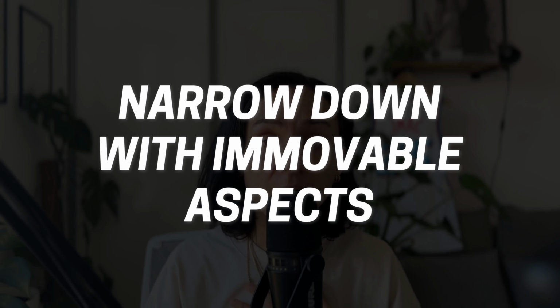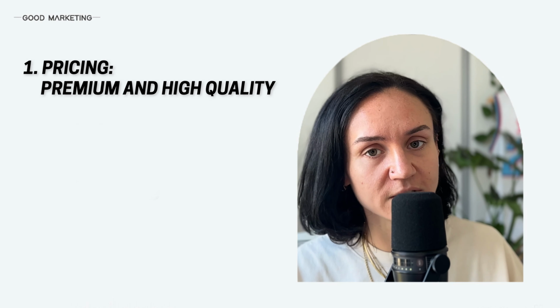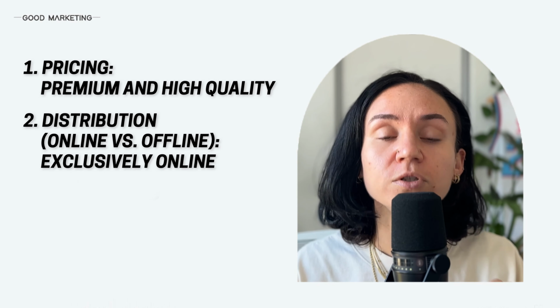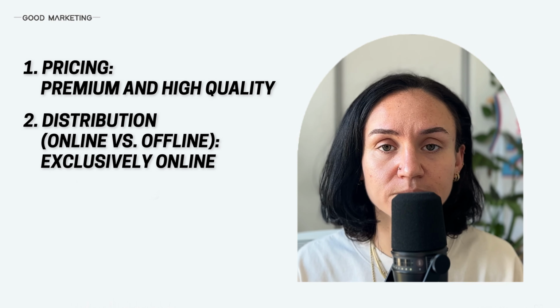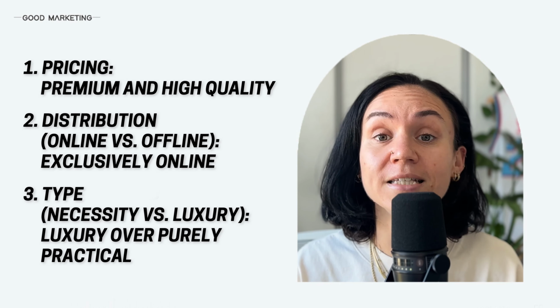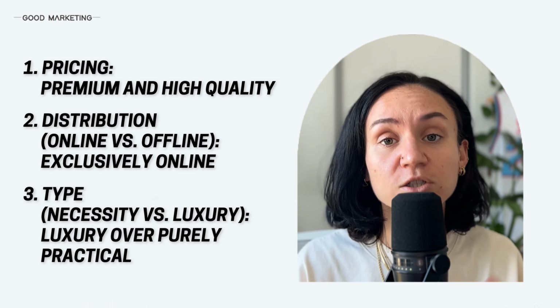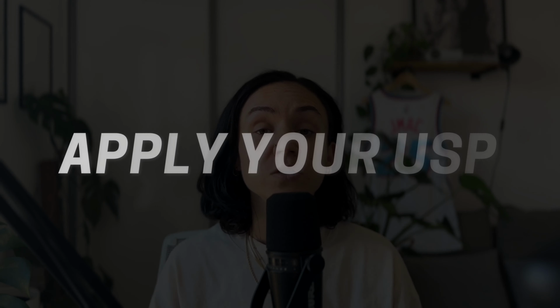I then narrow it down by my immovable aspects of my brand. My pricing is going to be premium and high quality, so I can get rid of the kids, I can get rid of the students. My distribution is going to be purely online, but restricted by certain shipping. So I get rid of people outside of areas that my e-com will ship to. My type is going to be luxury over necessity. So that gets rid of people who are the more serious athletes. It's more of an athleisure wear versus a performance wear. My brand is also going to cater for more size ranges. So it's going to be focused on how we can be comfortable for everybody rather than niching down into one type of body size.